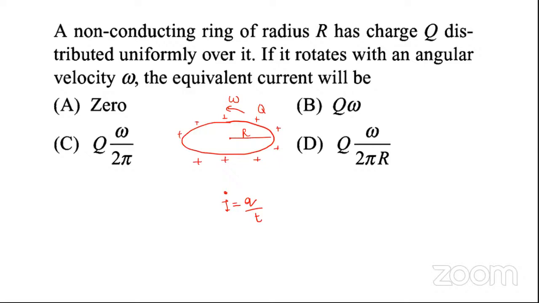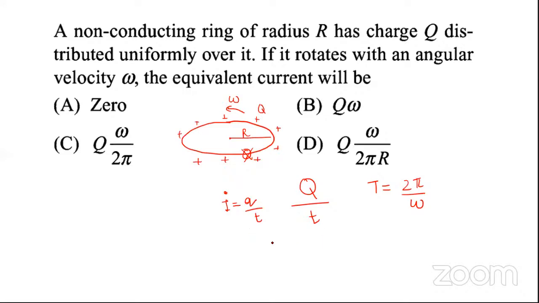Has everyone tried solving this question? All right, see, the total charge in this situation is Q, and we have to find the total time it takes to cross any random position, suppose this one. How much time will it take for the ring to complete one circle? That is given by the time period. So we know that time period T equals 2 pi upon omega.